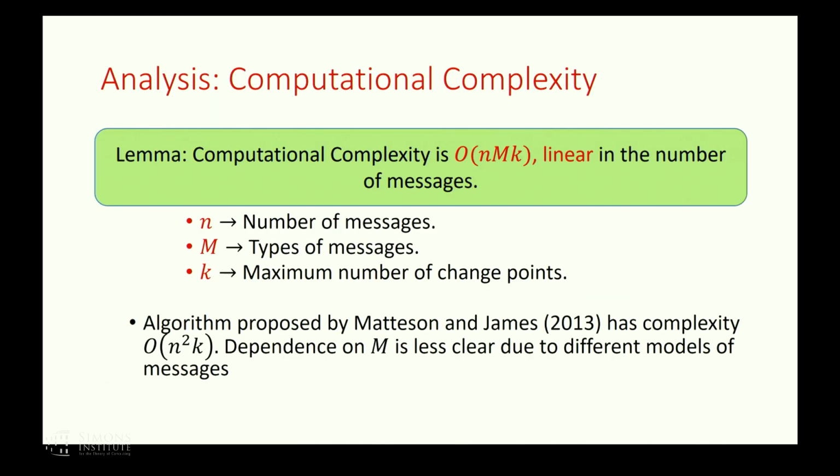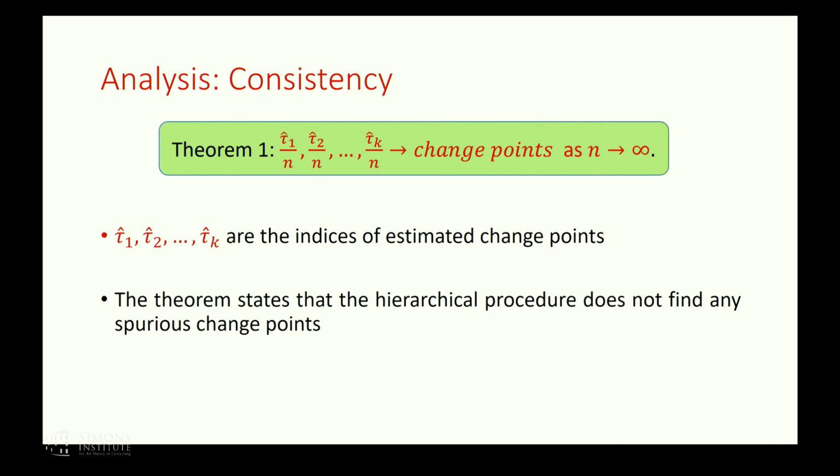From an analysis perspective, showing that this has a computational complexity of order n times m times k is pretty straightforward. The hard part is consistency. What you need to prove is that when you do this hierarchical change point detection, every time you actually find a true change point. The first time, you're pretending there's only 1 change point when there are k change points. When there are 20 or 25 change points, you pretend that there's only 1. You have to show that when you do this, you actually find a change point, and when you hierarchically do this, you find all the change points.